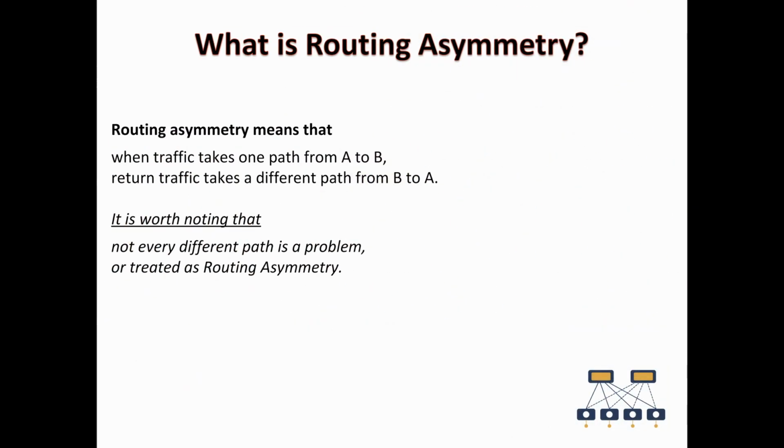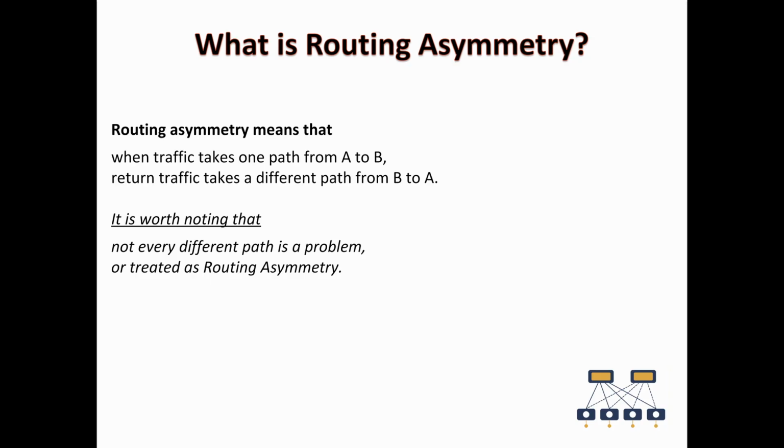It is worth noting that not every different path is a problem. For example, in ECMP networks, spine leaf fabrics, and redundant networks, return traffic may use a different physical path, but it experiences the same latency, policy, and forwarding behavior. The paths are logically equivalent. Therefore, the different path is not a problem. True routing asymmetry is when the forward and return paths are not logically equivalent.